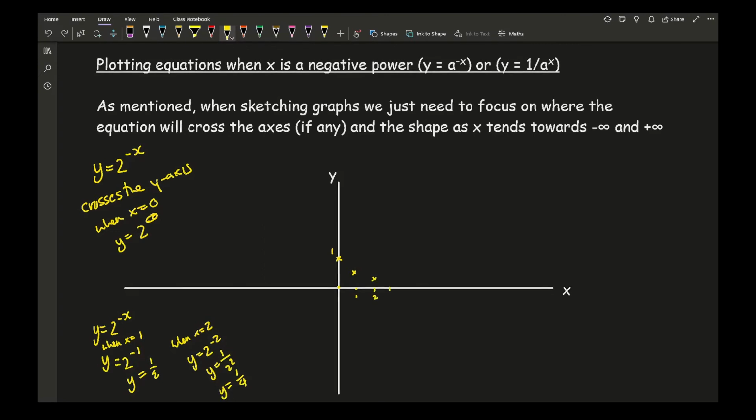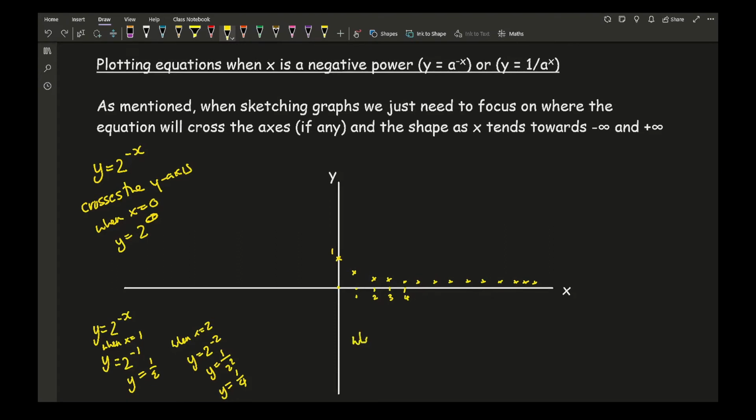Now, as x increases, or as x tends towards infinity, all that's going to happen is the number is going to get smaller and smaller and smaller, and become asymptotic to the x-axis. It's never going to become 0, but it will get very, very close, where it's approximately 0. So let's have a look at the negative numbers. What happens on this side?